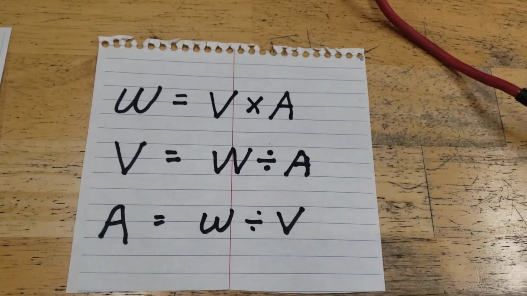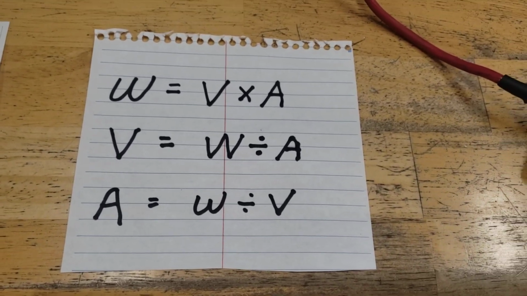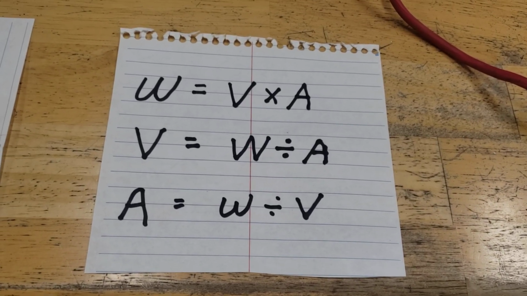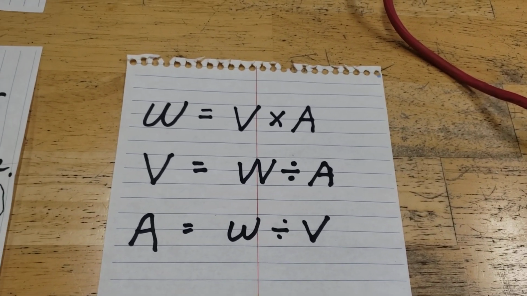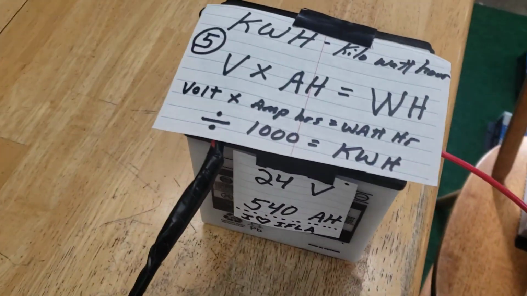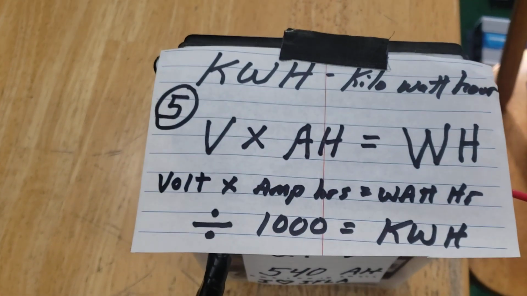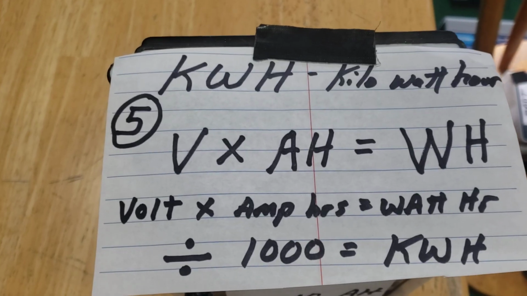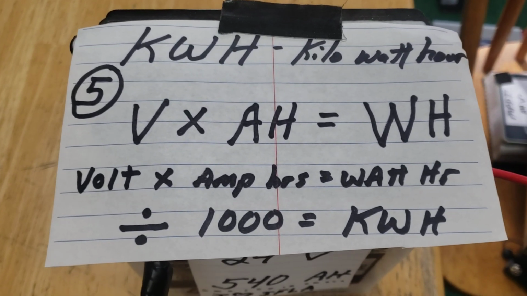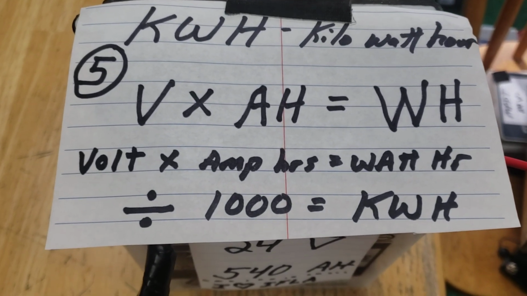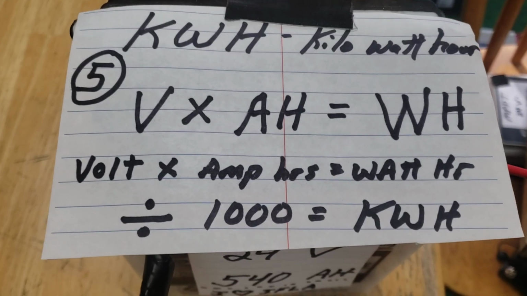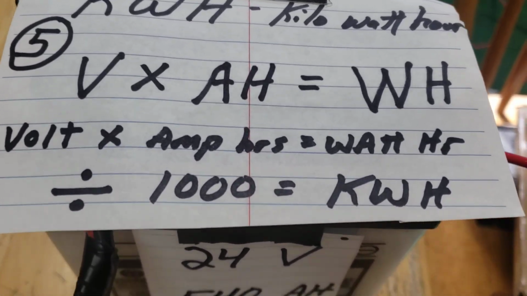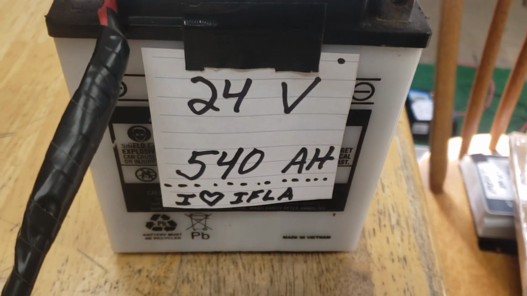Okay, now we're going to get into the Ohm's law part of this lesson. Some of the basic stuff that we deal with when we're doing the solar, and let's start with number 5, which is our kilowatt hours and how we calculate that. So kilowatt hours, you need volt times amp hours equals watt hours. Then watt hours divided by 1,000 is kilowatt hours.